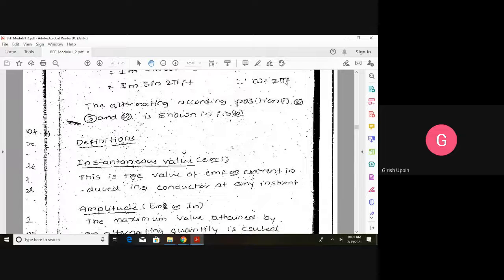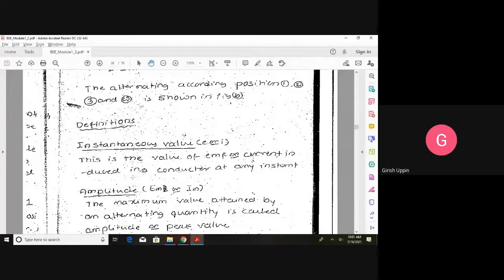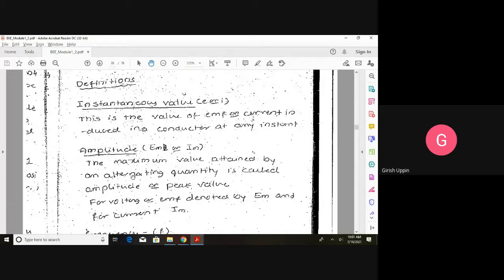And what is the definition you have to remember? Sometimes they might ask in the exam. These are very simple definitions you can remember. Instantaneous value, lowercase e and or lowercase i. This is the value of the EMF or current induced in a conductor at any instant.